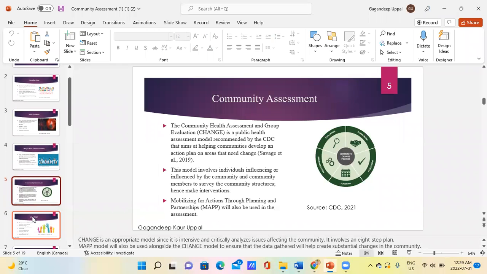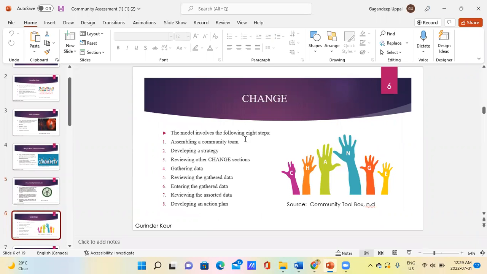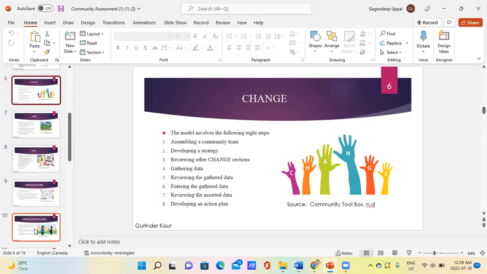So next, CHANGE will be described by Gurinder Kaur. Hello, Professor. So there are two models. First is CHANGE model and second is MAP model. Firstly, I will describe CHANGE model. So the CHANGE model we use in a community assessment. There are 8 steps in this model.